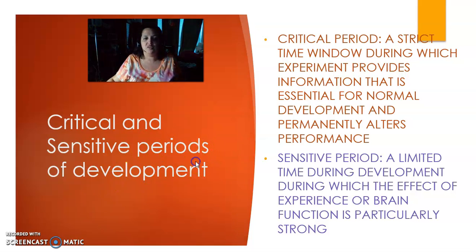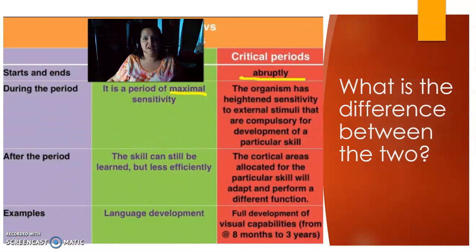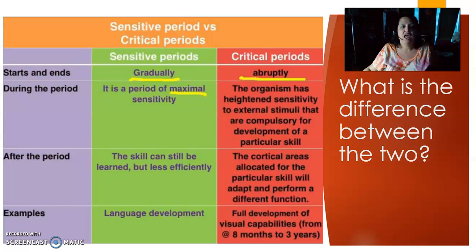Let me give you some examples here. In a critical time period, it starts and it stops very abruptly. It's boom, it's open, boom, it's closed. With a sensitive period, though, there's a gradual opening and a gradual closing of it. In that critical period, that's when you are the most able to develop a skill. And it says compulsory, meaning that you really have to do it then.